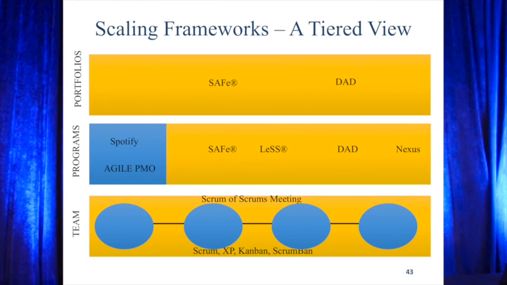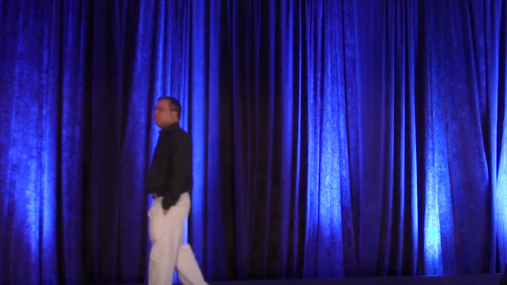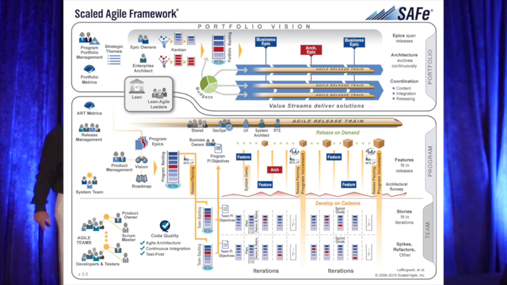At the team level, we have our Agile methods: Scrum, XP, Kanban. At the program and the portfolio level, we now have SAFe, DAD, LeSS, and Nexus. And here is a chart that shows us exactly what SAFe, the other main leading scaling framework out there, looks like. SAFe is short for Scaled Agile Framework. And SAFe has 3 levels as well.